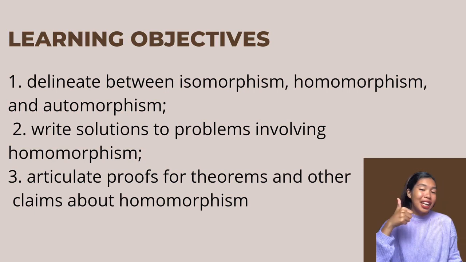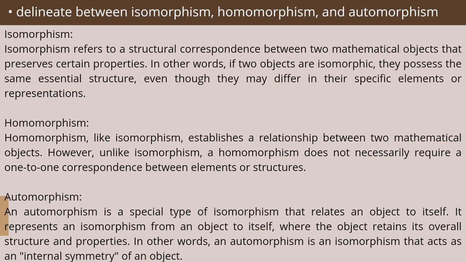So, let us begin! Now, let's start with our first objective, to delineate between isomorphism, homomorphism, and automorphism. Isomorphism, homomorphism, and automorphism are concepts that arise in various branches of mathematics, including algebra, group theory, and graph theory. While they are related and share some similarities, they have distinct meanings and implications. Let's delve into each concept. Let's have first the isomorphism.